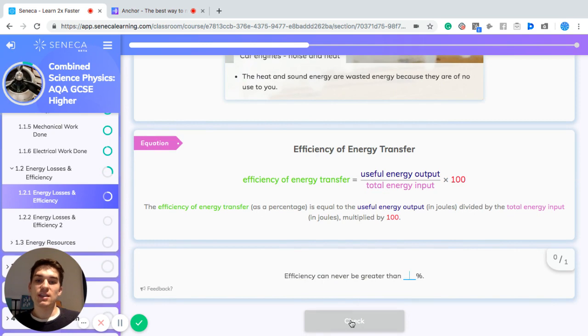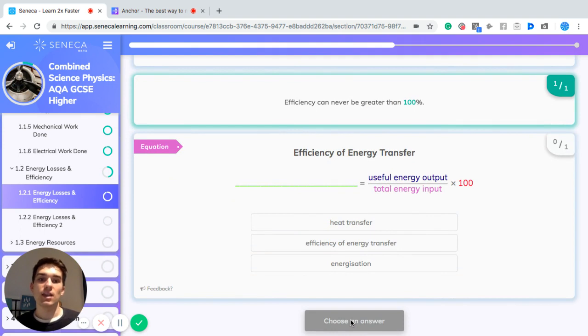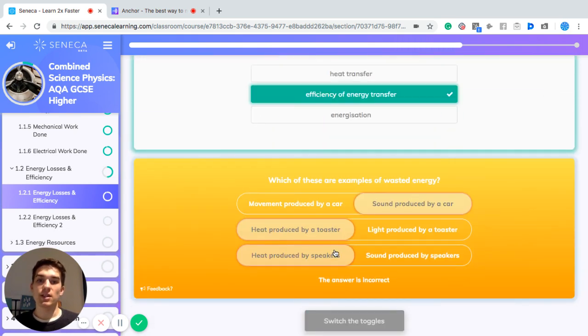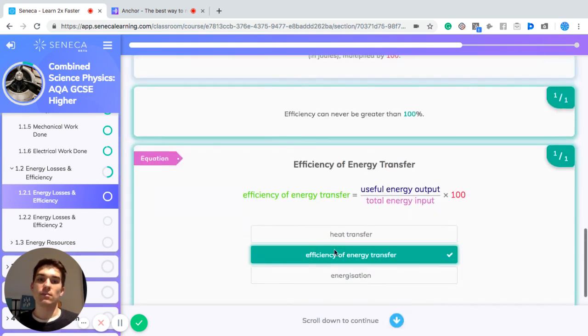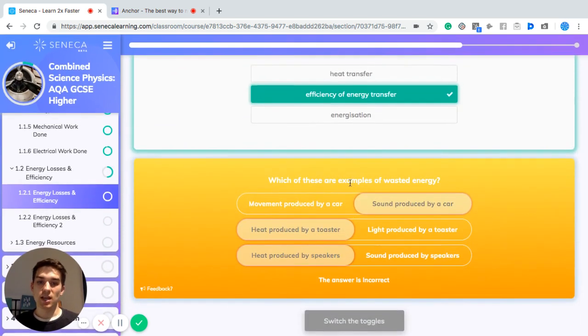And efficiency can never be greater than 100%. The reason for that is the total energy given out can never be more than the total energy put in, based off the law of energy conservation. One more time, that equation. So the efficiency of energy transfer equals the useful energy output divided by the total energy input, times by 100.